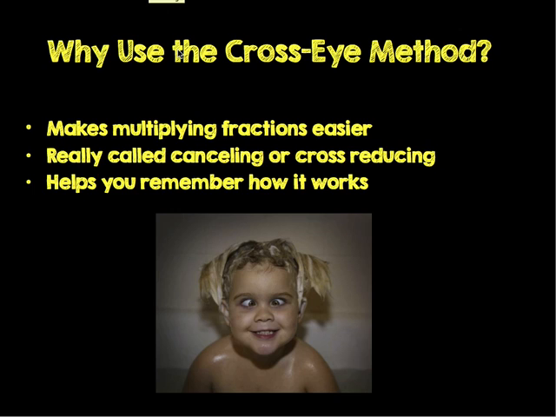So, why do we use the cross-eyed method? Well, it makes multiplying fractions easier. The cross-eyed method is really called canceling or cross-reducing. And the cross-eyed method is kind of a fun way to help you remember how it works.